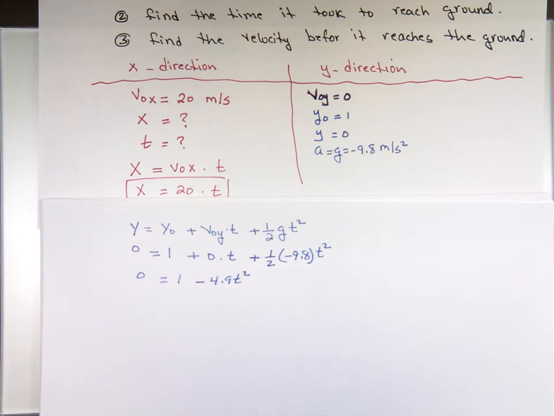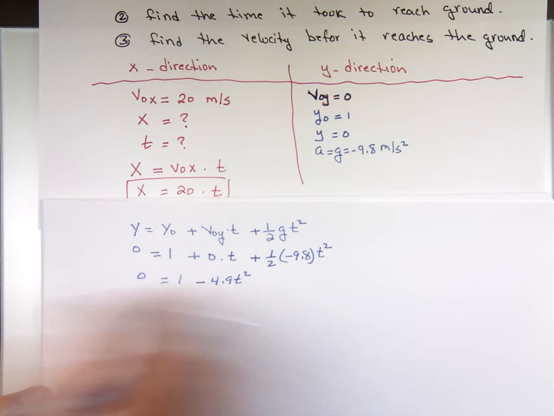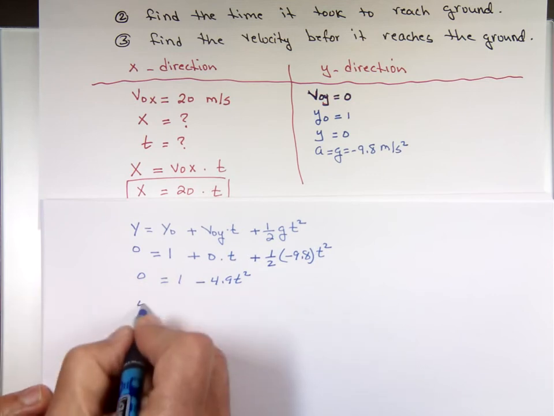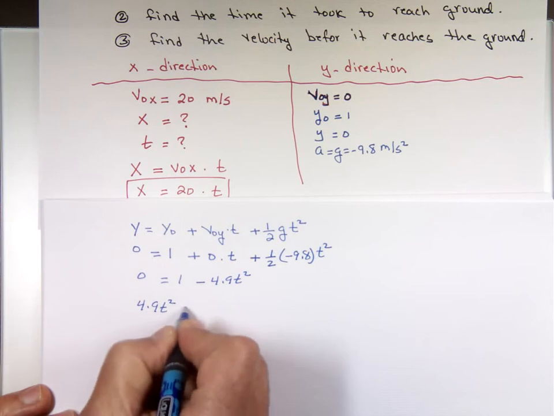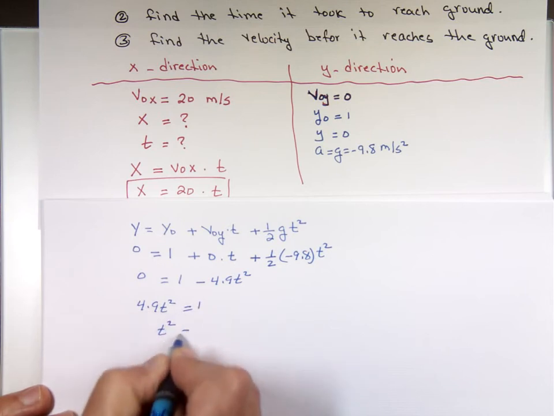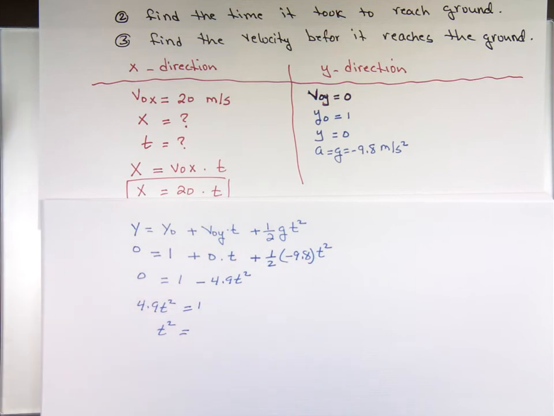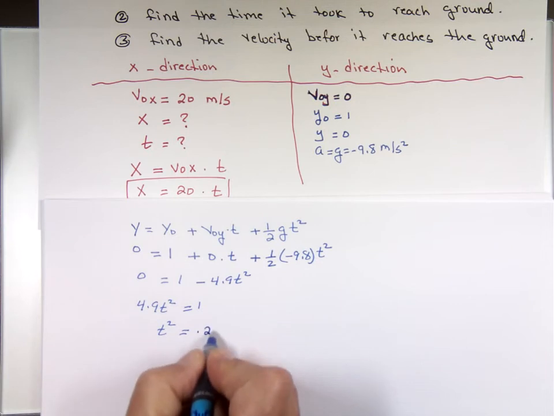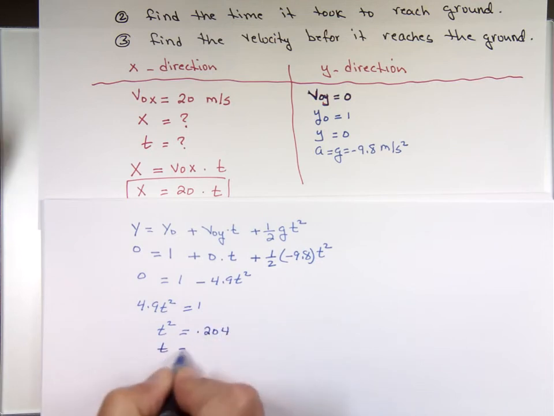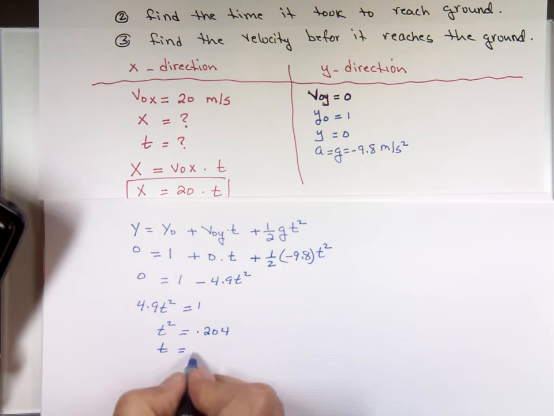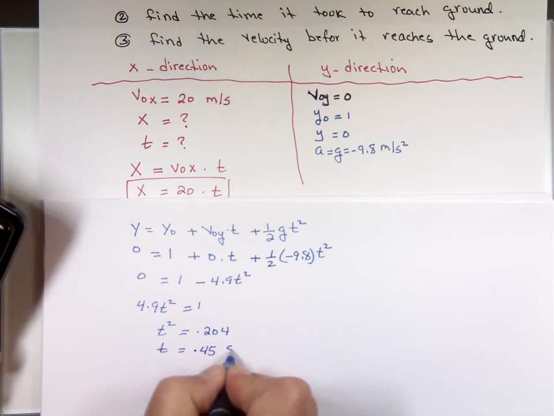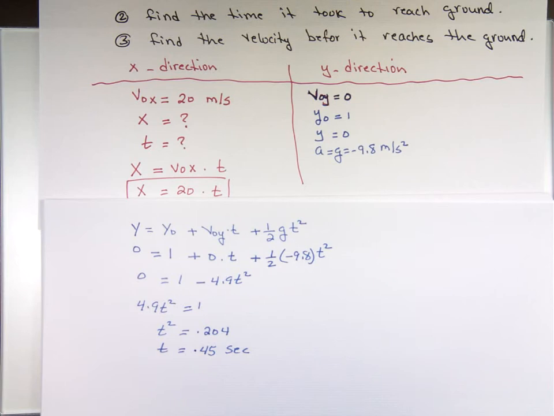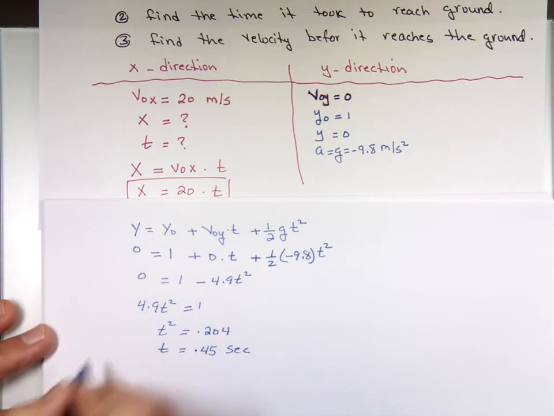Let me take the square root. Notice I'll move this minus to this side. 4.9 t squared equals 1. T squared equals what? 1 over 4.9. That's 0.204. What is t? The square root of that number, right? 0.45 second. So that ball is in the air for roughly 0.45 seconds. That's question 2. We just answered that.